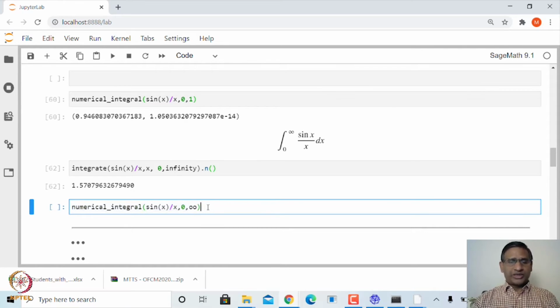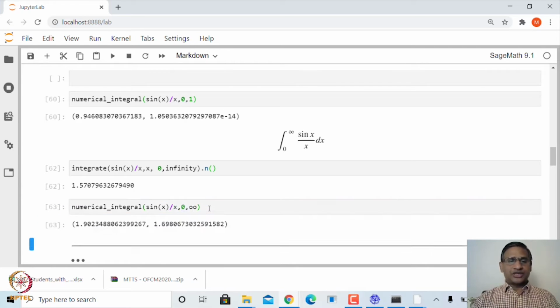Whereas, if you try to find the numerical integral using the same function between 0 to infinity, when one wants to find the numerical integral, one has to divide the interval. In that case, an interval of infinite length will not be very convenient. That is why you can see here, when you integrate this, you are getting the answer 1.90, whereas the correct answer is pi by 2. And in this case, of course, you can see the error term is very high, 1.698, almost 1.70, which is very high error.